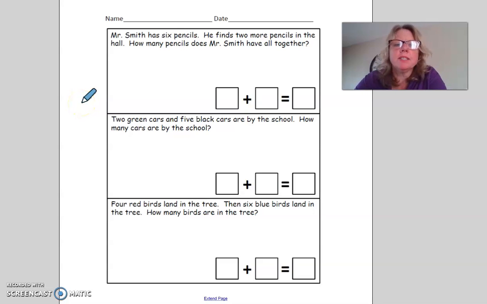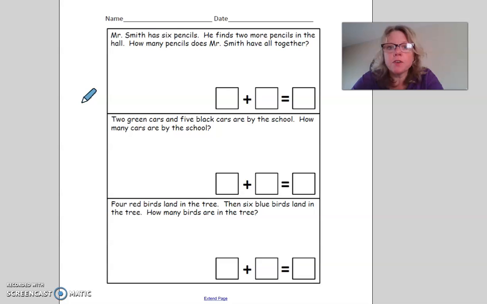Hello, mathematicians. Today we are going to learn about some strategies to help you solve story problems. When you are reading story problems, it is important to pay attention to some words. Numbers are important words. So are words like more, in all, together, and many. These are words that tell you to add.